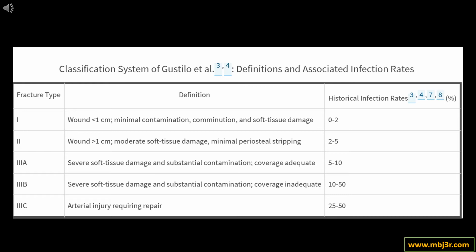Type 3A: severe soft tissue damage, substantial contamination, soft tissue coverage adequate. Infection rate is 5 to 10%. Type 3B: severe soft tissue damage, substantial contamination, coverage is inadequate. Infection rate is 10 to 50%. Type 3C: arterial injury requiring repair, the infection rate is 25 to 50%. But ideally, you have to do the classification on the operation table after opening the open fracture.